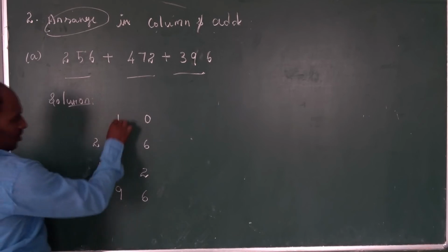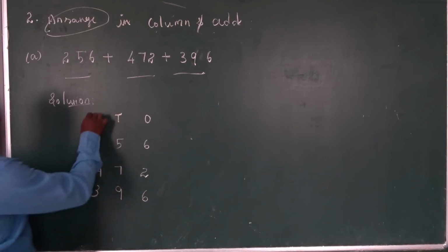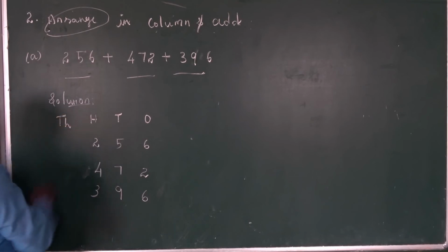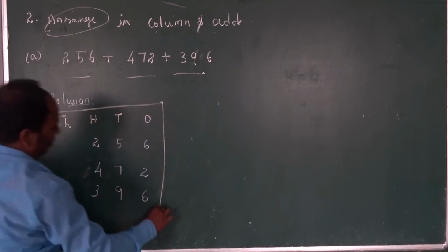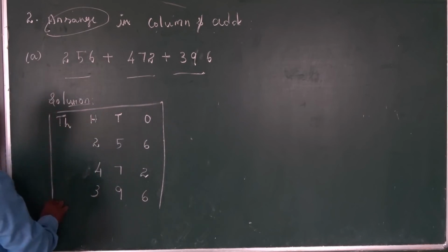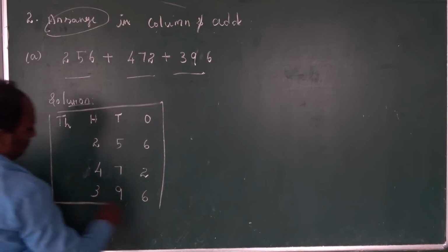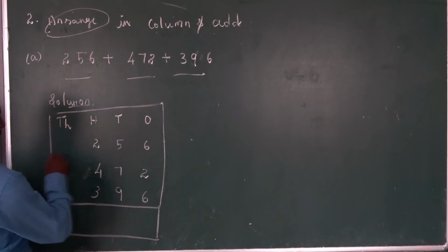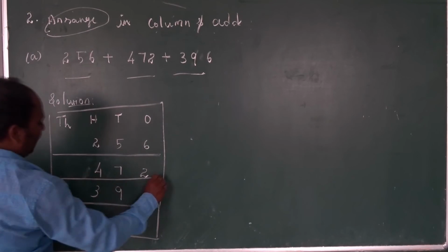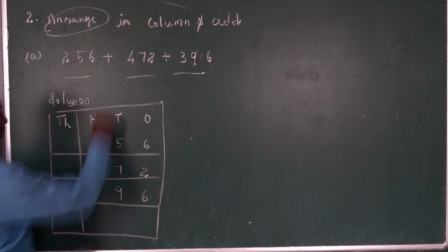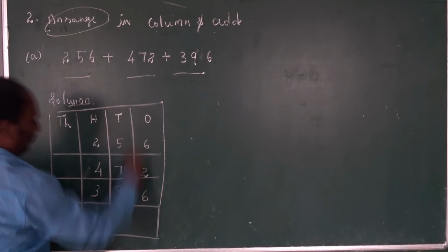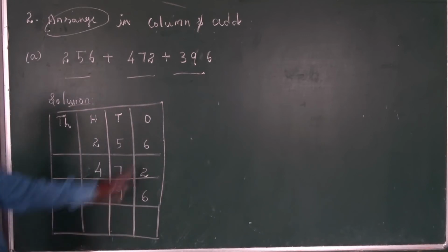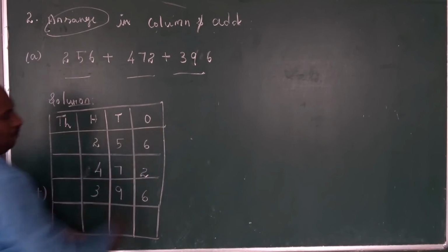Take the place value: ones, tens, hundreds, next thousands. Arrange in column and add. Column means vertical position, and add means plus. First we add the ones place.